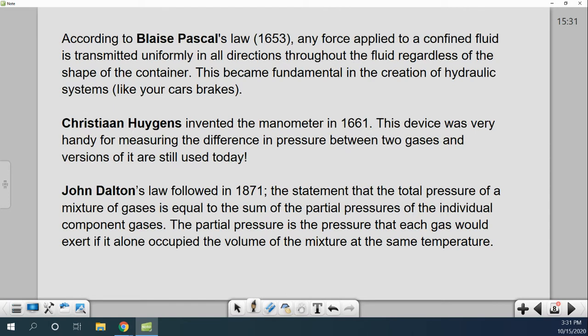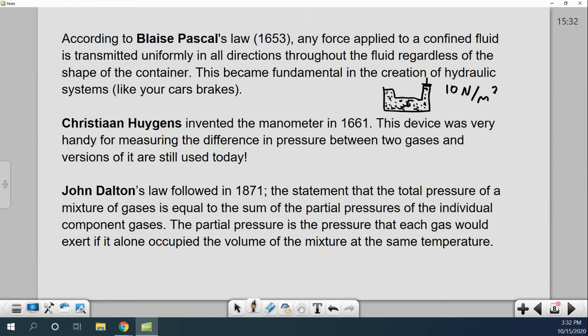Next on our list was Blaise Pascal. Now, according to Pascal's law, 1653, any force that you apply to a confined fluid is transmitted uniformly in all directions through the fluid. So if I have a tube like this, and it is totally filled with liquid, top to bottom, and let's say I have a plunger on this side. If I push that plunger down, let's say I put 10 newtons per meter squared down there, that 10 newtons per meter squared of force goes through the entire system. At every single point in this liquid, you would have 10 newtons per meter squared pushing at the same time.